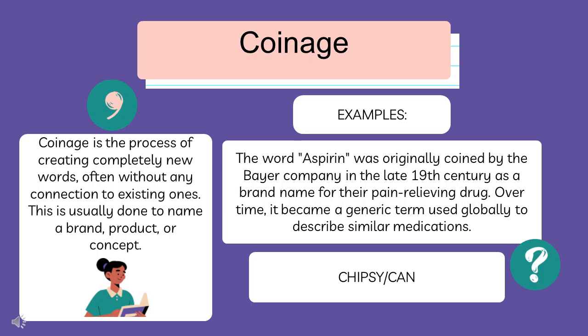The same goes for the brand Chipsy. In Egypt, people often refer to all potato chips, even brands like Tiger or Doritos, as Chipsy. This is similar to how people in the US might say Kleenex to mean tissue or Band-Aid to mean adhesive bandages regardless of the actual brand.